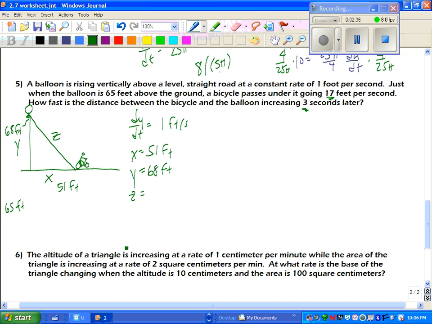z we don't know, but we can figure it out using our good old Pythagorean theorem. So this one doesn't come out as nice as, actually it does come out nice. I'll take that back. This is a 3, 4, 5 triangle, but you probably wouldn't recognize that at first. So we can use the Pythagorean theorem: 51 squared plus 68 squared equals z squared. If you add those up, take the square root, you end up getting 85 feet.